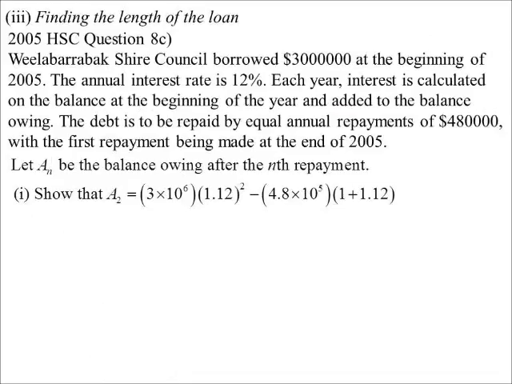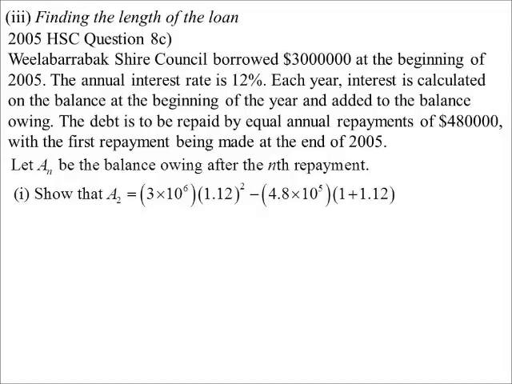What about if we know how much we want to borrow and how much we can pay back? In other words, we want to find out how long it is going to take us to pay off this loan. Now, obviously they borrow a large amount of money. They're borrowing $3 million at the beginning of 2005, 12% interest each year, calculated on the balance at the beginning of the year, added to the balance owing, the debt.